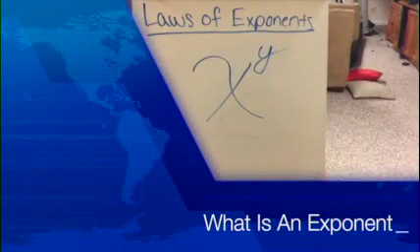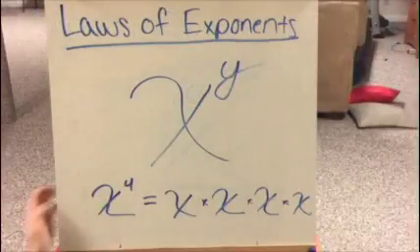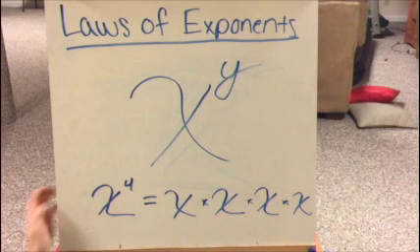What is an exponent? An exponent is a base to a power. So the base would be x and the power would be y. So if the base here is x and the power is 4, then x to the fourth equals x times x times x times x.